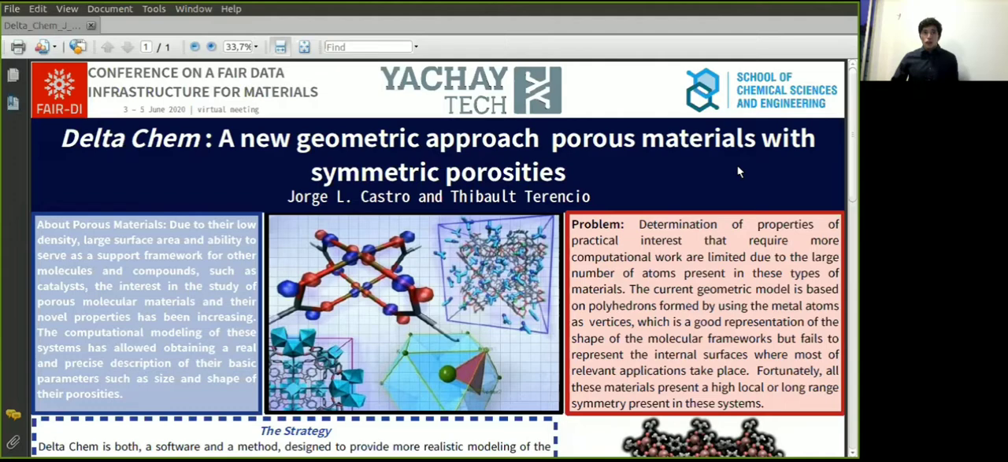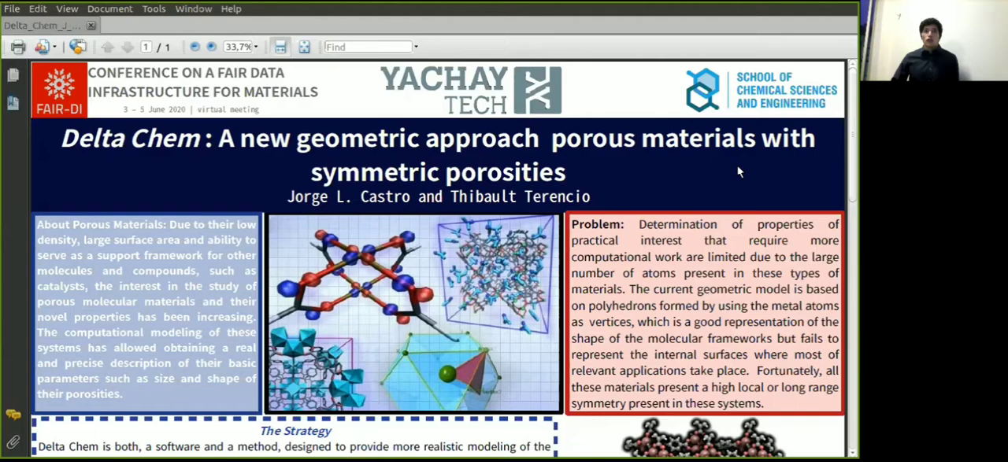The computational modeling of this system has allowed obtaining real and precise descriptions of their basic parameters such as size and shape of their porosities. However, computational studies of these materials face two main problems. The first one is related with calculation method limitations. DFT and basically every ab initio method are inherently limited to systems with a small number of atoms.